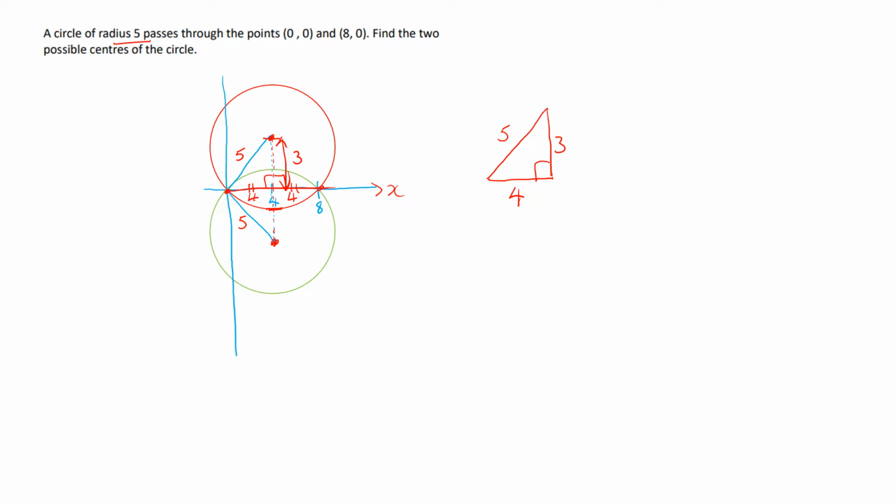So we don't have to do any sort of A-level equations of the circles. We can just see that to get to that centre, it's 4 along and 3 up. So the coordinate of the centre that we're looking for must be (4, 3). And then the other centre, by the symmetry of the diagram, is just going to be (4, -3).